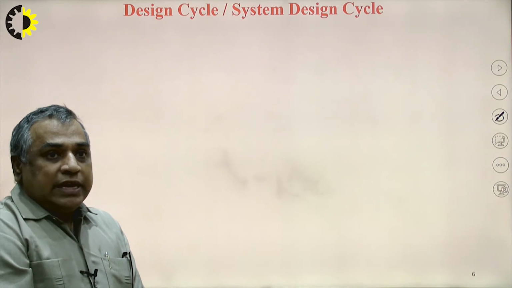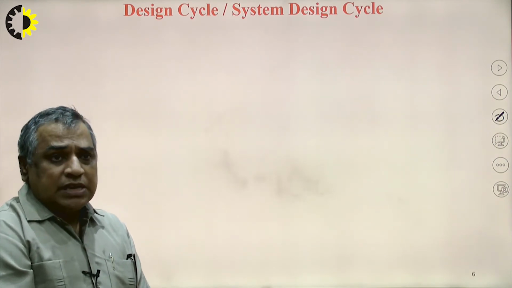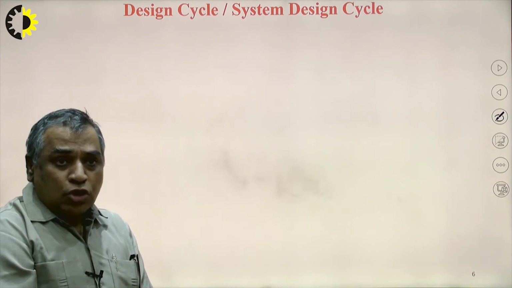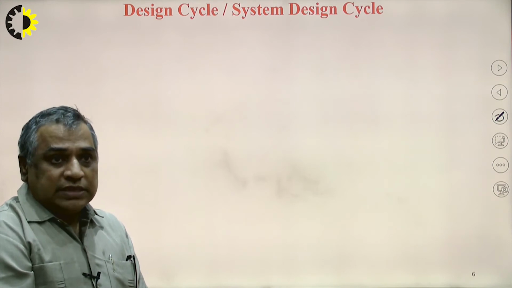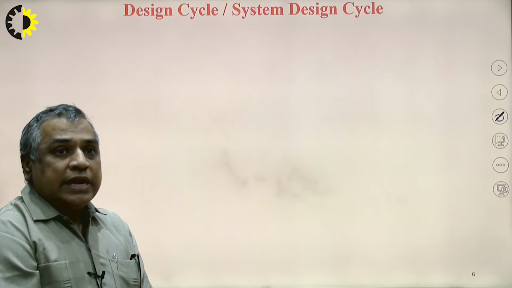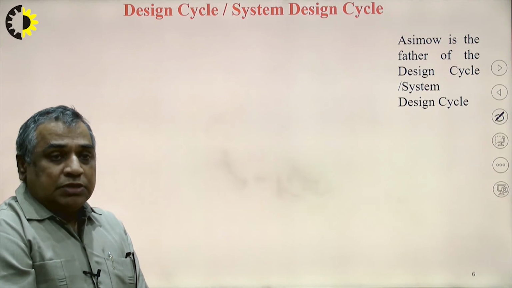Now, design is a step-by-step approach. We follow certain logical steps to get the final design. The design cycle, or system design cycle, was given by Asimov. Asimov is the father of the design cycle or system design cycle.